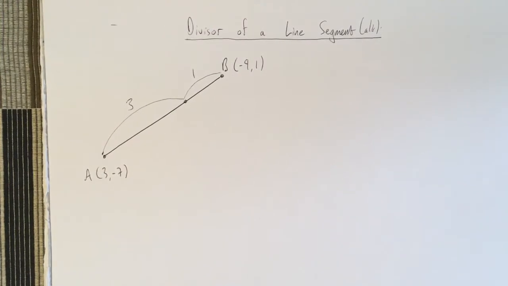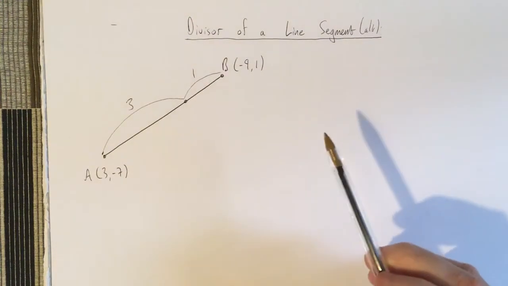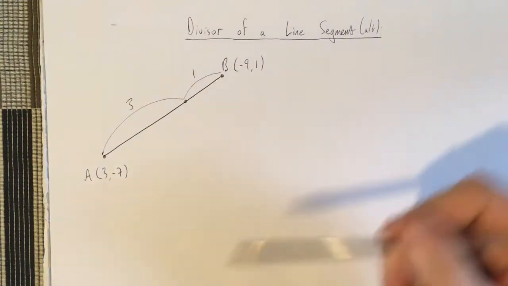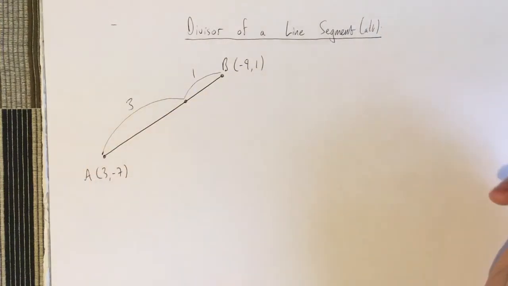All right, so I did the same example on divisor of a line segment as the other video. I'm just doing it using translations instead of using the formula. Okay, so you can use that formula on page 18 of the formula book, or else you can do these using translations. All right, so as I said, it's the same example.